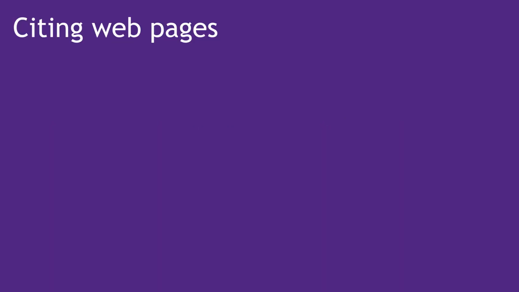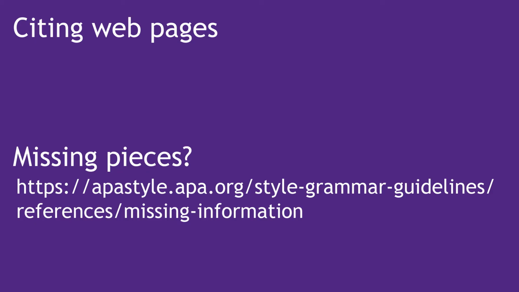Web pages are probably the most difficult citations to create because a lot of the information can be hard to find or missing. Keep in mind that if you can't find much of this information, it's more challenging to validate that you are in fact using a reliable source. If you are missing information, visit this page from the APA Style Guidelines to see how you need to rearrange the citation pieces you do have.